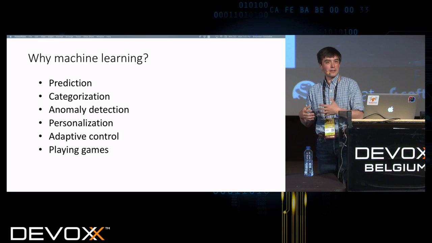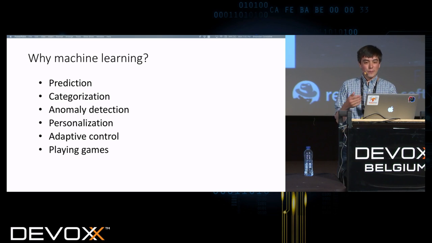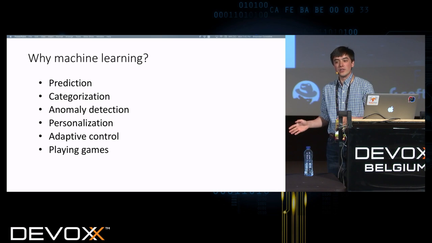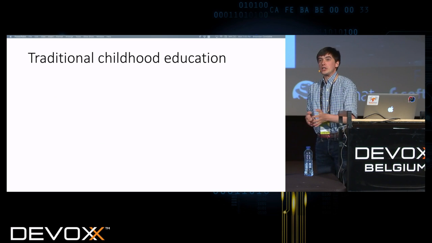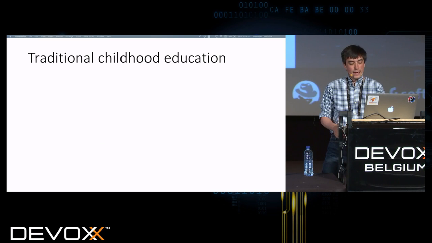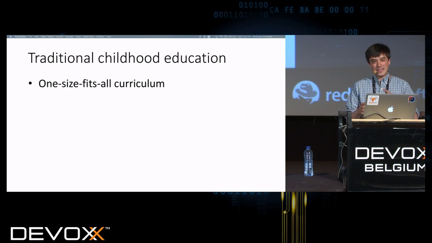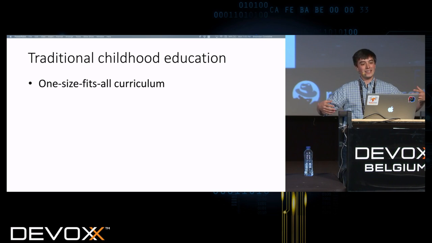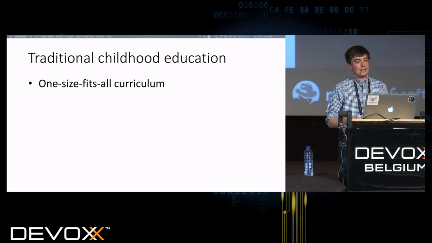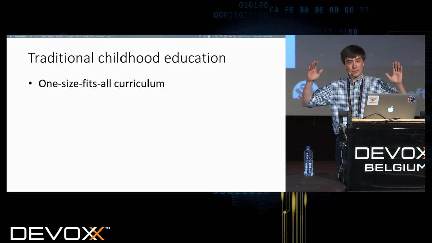So I'd like to give you an area that I'm interested in, and maybe you can draw some inspiration from that. I come from the perspective of education. I'd like to apply machine learning to improve the way we learn. So think about traditional education in a classroom setting. It's the way I went to school: we all sat in a classroom, and there was one curriculum for everybody. So the curriculum is pretty much fixed.